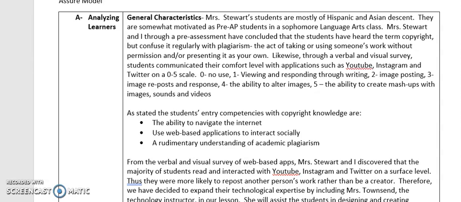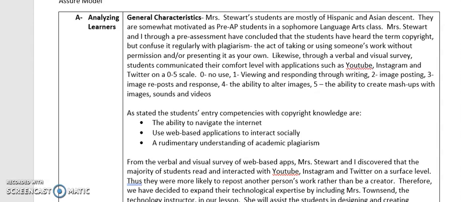This is my ASSURE model lesson plan for the Copyright in the Digital World lesson. Analyzing learners. A. General characteristics. Mrs. Stewart's students are mostly of Hispanic and Asian descent. They are somewhat motivated as pre-AP students in a sophomore language arts class.